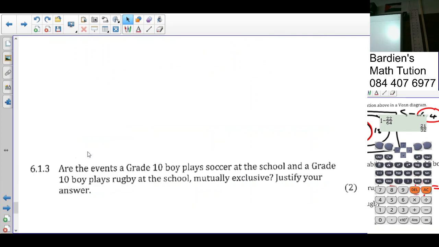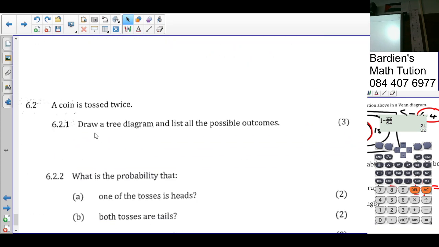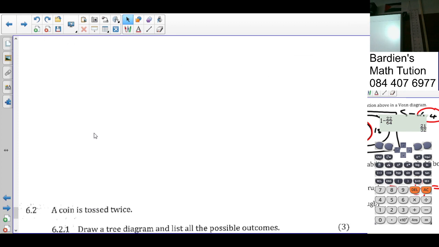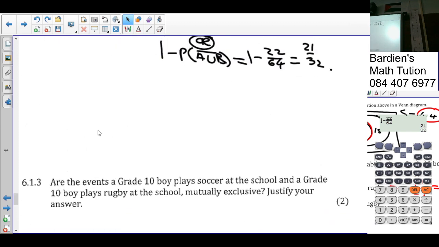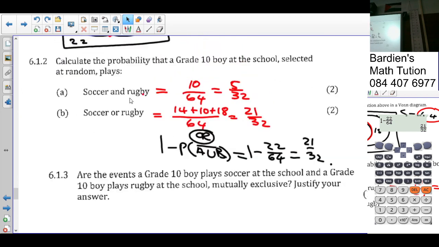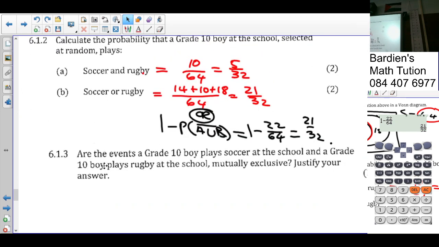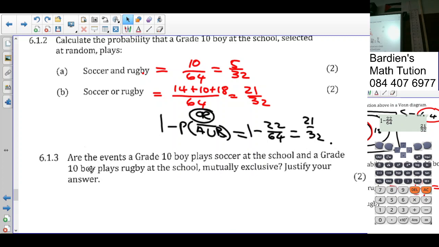And the last question, 6.3. There's another question regarding the Venn diagram. They asked, are the events a grade 10 boy plays soccer at the school and a grade 10 boy plays rugby at the school mutually exclusive? The question is, are they mutually exclusive? And the answer is no.